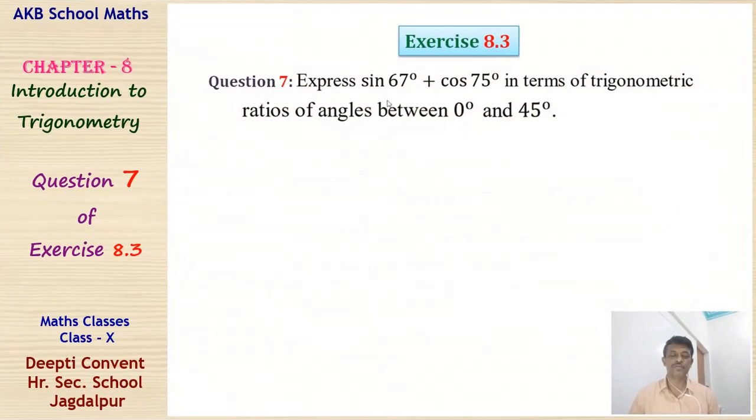Question 7 of exercise 8.3. Express sin 67 plus cos 75 in terms of trigonometric ratios of angles between 0 degrees and 45 degrees. We are trying to express this expression in terms of ratios of angles that will be greater than 0 and less than 45. So let us solve it.